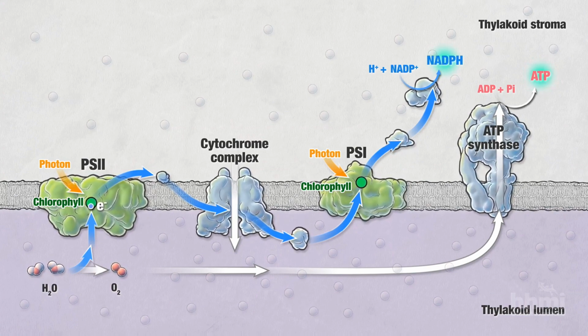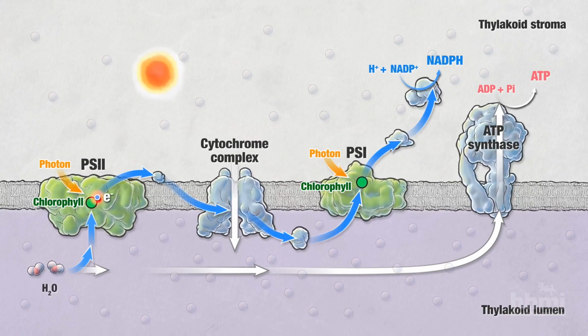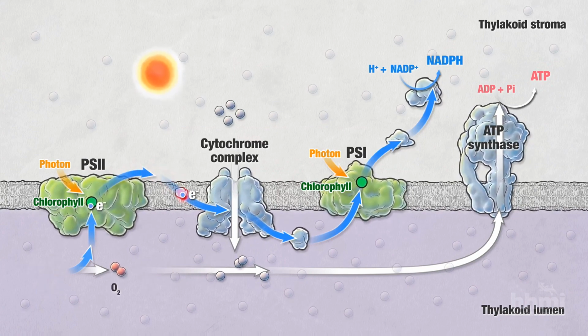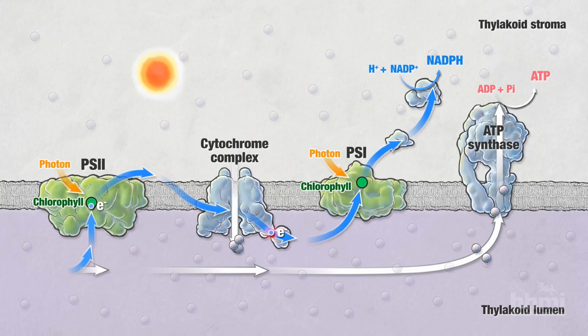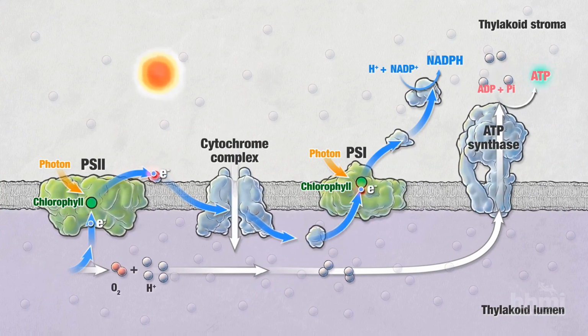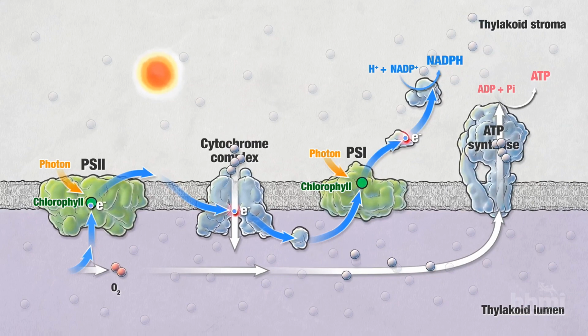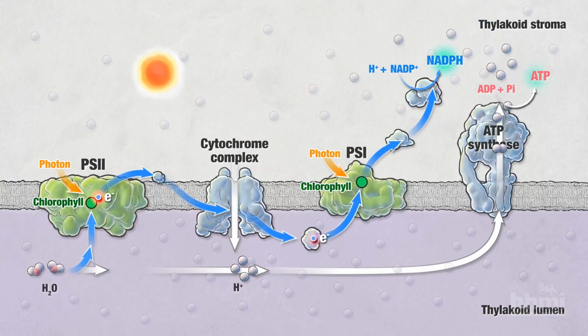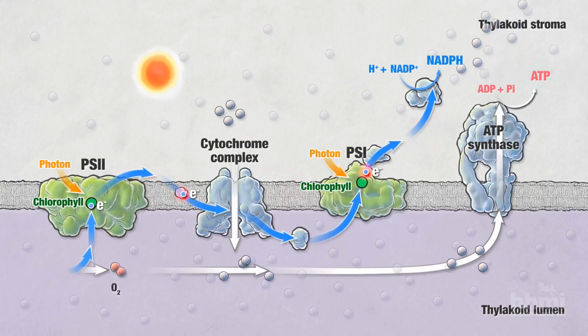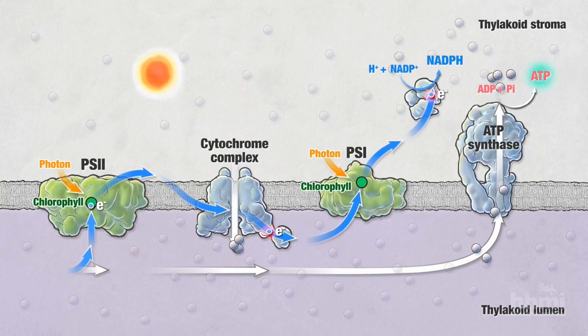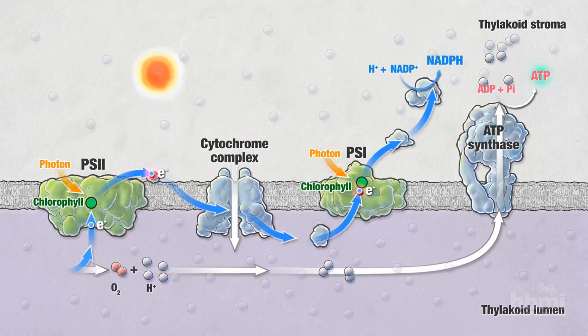NADPH now has stored energy from the light reactions. This energy can be used in the Calvin cycle. This light-driven electron transport chain is usually continuous in the presence of sunlight. It encompasses a series of chemical reactions that involve light absorption, energy conversion, and electron transfer carried out by the photosystems and other enzymes on the membrane of the thylakoid.